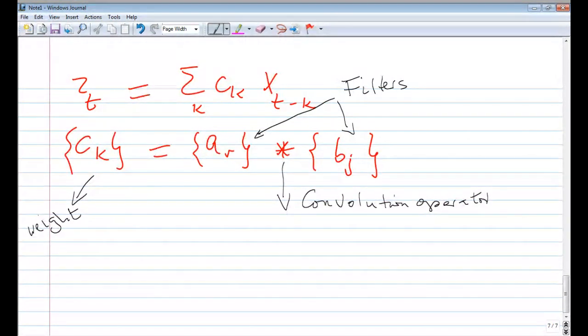For those who are doing mathematics, especially algebra, I think they have come across this symbol, star, which they call a binary operation. So in our case, we call it a convolution operator. What does that mean? It's the convolution of two filters, A_j and B_j, which produces what? A weight called C_k. So this is the formula that you can use to calculate the weight, the convolution of the two filters.